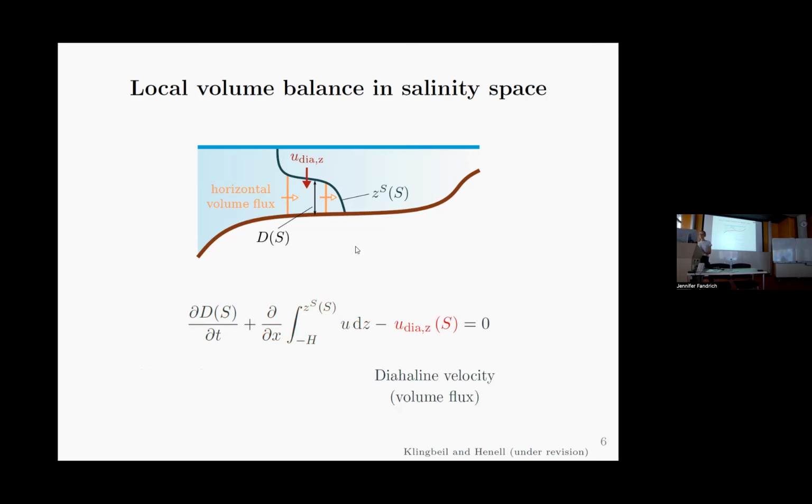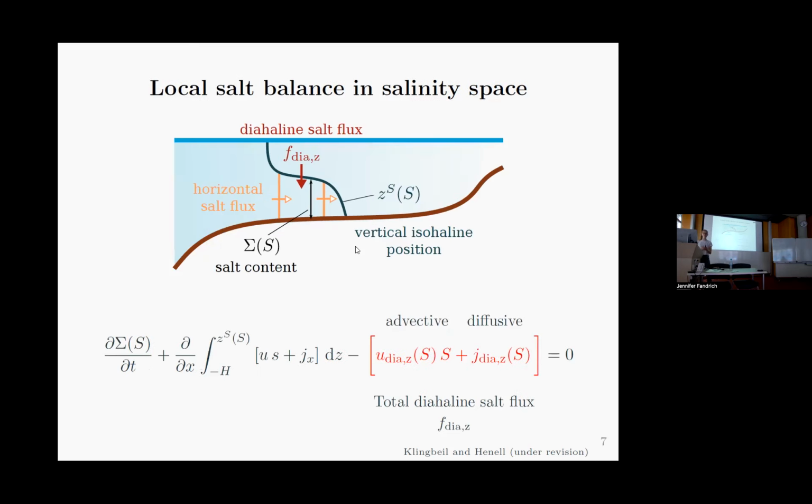Okay, so this is what we do for the volume balance, the local volume balance, and we can do the same steps slightly differently for the salt balance as well. So here you have very similar sketches again, but the visualization is the same, but what we have now instead is the salt flux, for instance, and we also have now the salt content inside the water column below the isohaline. So that would be the first term here.